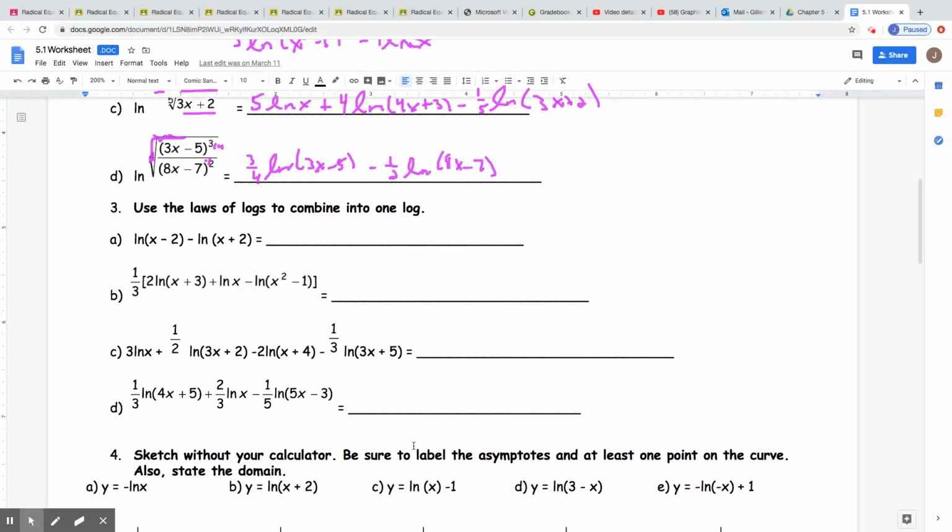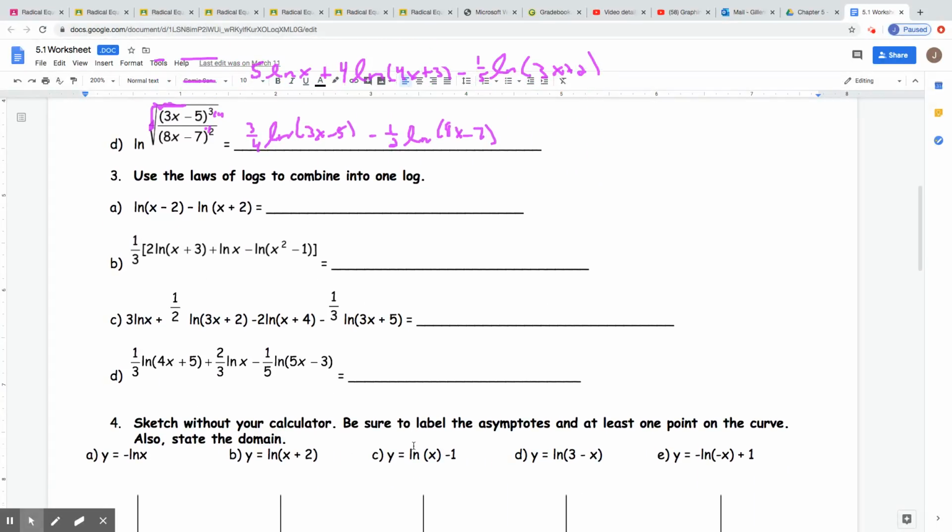All right, this will be our condensing. Okay, so now we're just going to make one. It's going to just be one natural log. Okay, anything that is positive stays on top. Negatives in the bottom. Anything out in front is an exponent. There is nothing out in front here, so this is just x minus 2 over x plus 2.